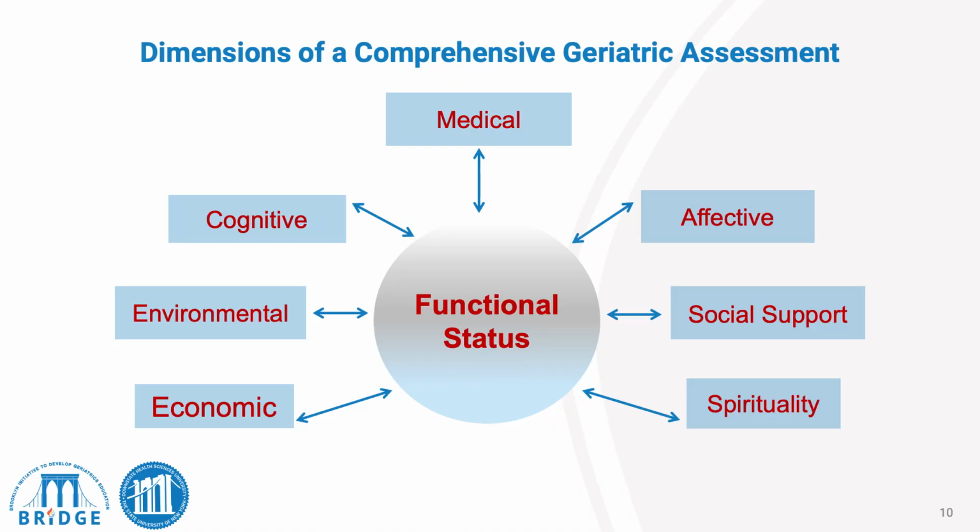The components of a comprehensive geriatric assessment all come together to determine the patient's or community resident's functional status, and then their medical conditions, and what may affect that: support services, social support, psychosocial support, their spirituality, their economic status, the environmental status of the neighborhood they live in, and their cognitive status. And that all comes together to impact their functional status.